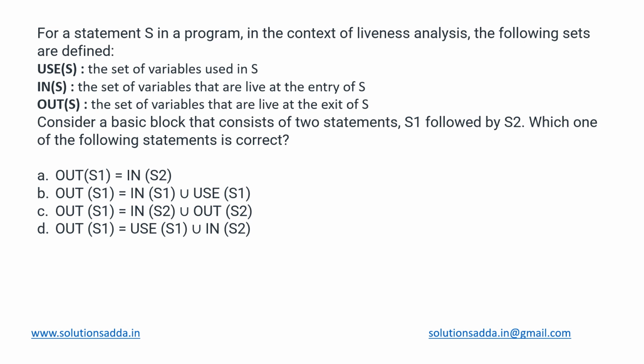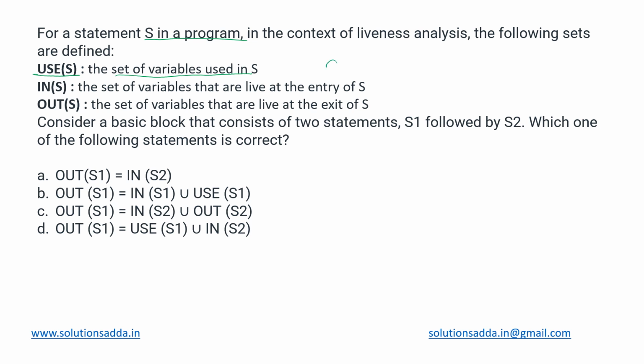Compiler design question based upon liveness analysis. We have been given a statement S in a program, and for that they have defined these three terminologies. The use of S implies the set of variables being used in that S. S is any statement or a line in the program, and use of S simply signifies that there is a set of variables which are being used in that line.